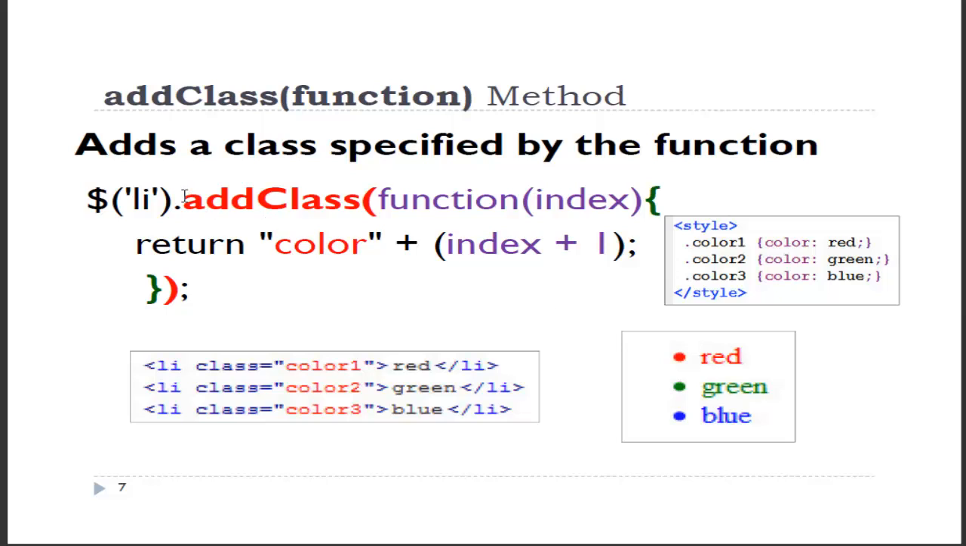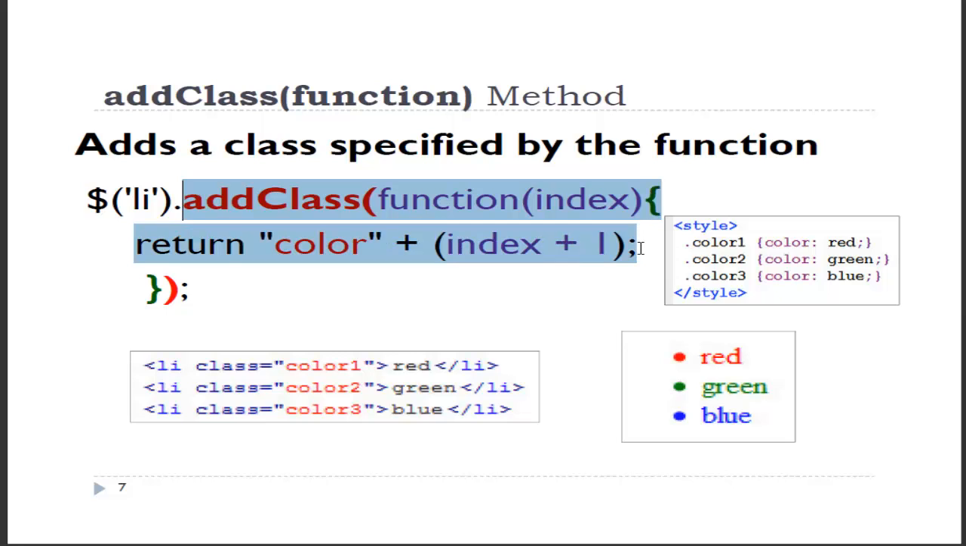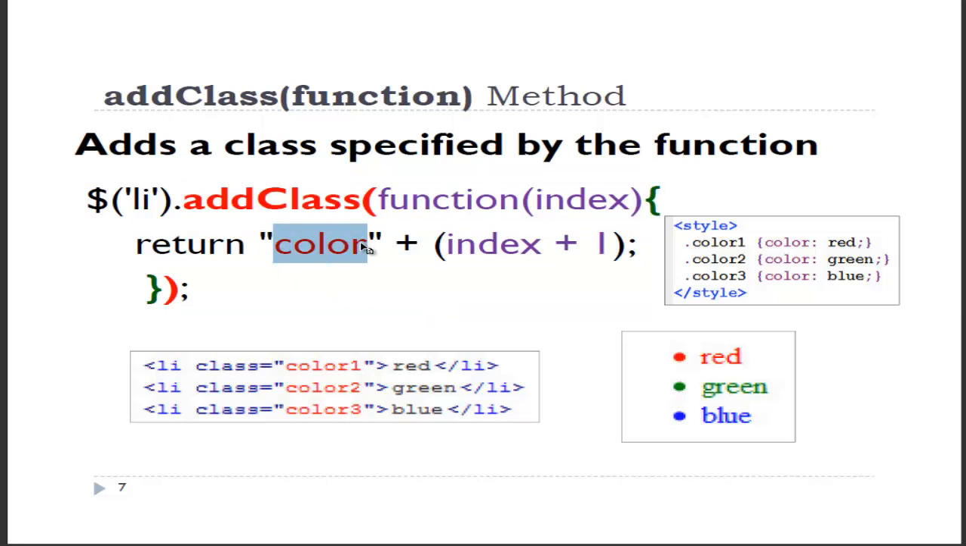The addClass method can also take a function. Here again, it allows us to return a value. And that value can be the class name, and we can append some kind of a numeric value to it. So if you look at the right-hand side here, this is my CSS. I have three different properties, color 1, color 2, color 3. And if I wanted to dynamically generate a new class for each of my three LIs, I could do that using jQuery. And this is what it would look like in the web page.